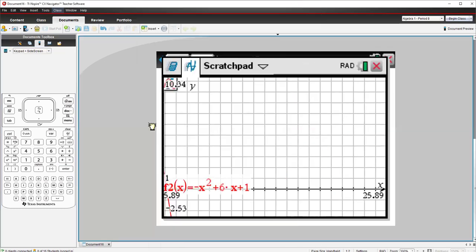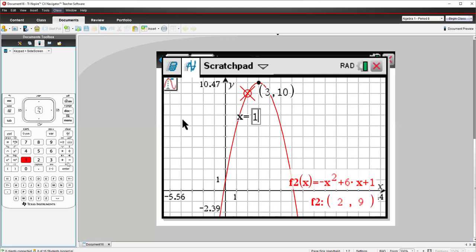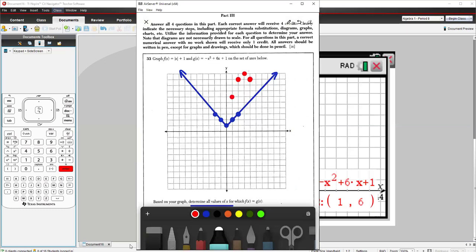Now I'm going to go back, and what I'm going to do is put in 1. It tells me 1, 6. So let's go 1, 1, 2, 3, 4, 5, 6. That's what I got, 1, 6. And remember, I can use symmetry, and I know there's going to be a point right here. Now, my blue line is off a little bit, so this is an intersection right here.